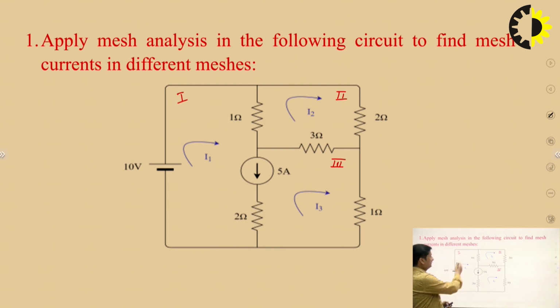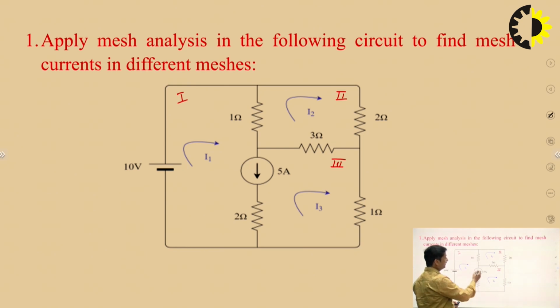In these three meshes, we first have to write the mesh equations, which are based on Kirchhoff's voltage law. In mesh number one, we would apply the KVL, and similarly for mesh two and mesh three. But before that, we have to check whether there is any current source, because if there is a current source, we cannot apply the KVL in that particular mesh. We can see that we have a current source of 5 ampere, and this current source is shared by mesh 1 and mesh 3.